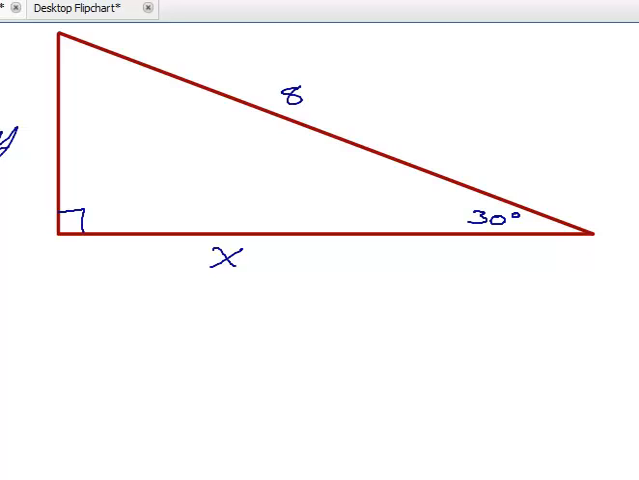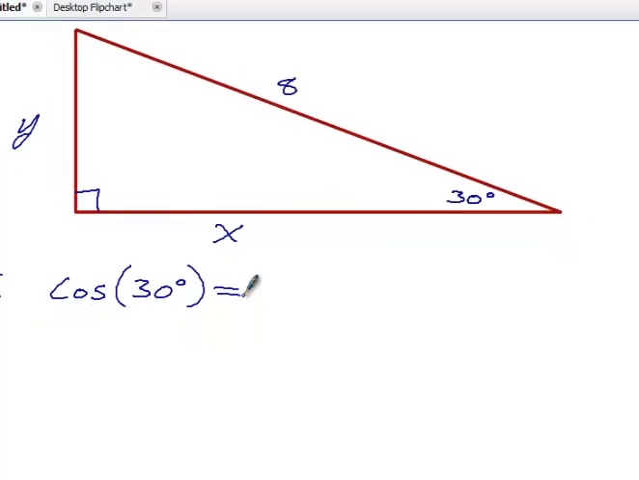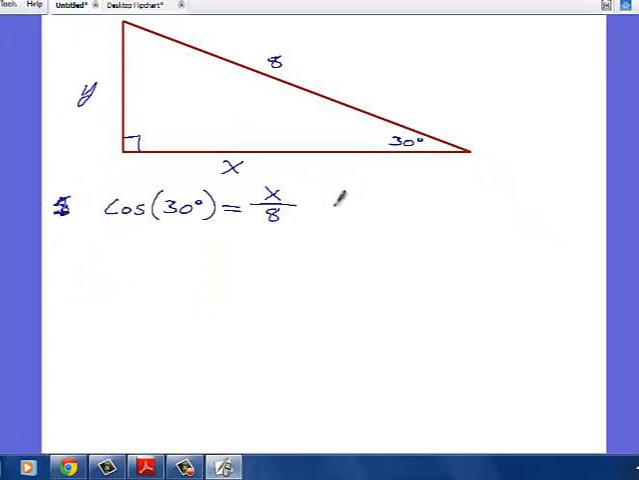So from the 30, first of all, which piece do you want to find first, x or y? What's the relationship between the angle I gave you and the x? Is the x the side opposite, the side adjacent, or the hypotenuse? Adjacent. Okay, which other piece did I give you the value of? The hypotenuse. So which of our trig functions relates adjacent and hypotenuse? Is that sine, cosine, or tangent? Cosine. So that means that the cosine of 30 degrees has to be equal to adjacent over hypotenuse, which is x over 8.